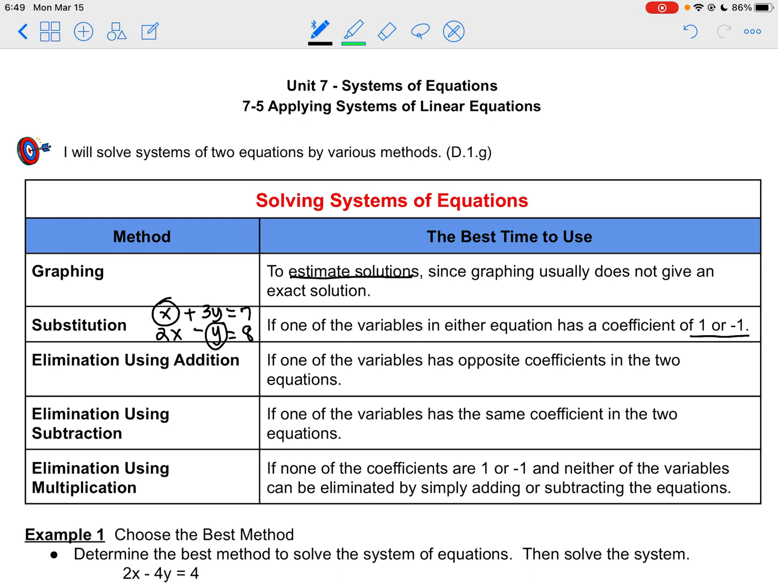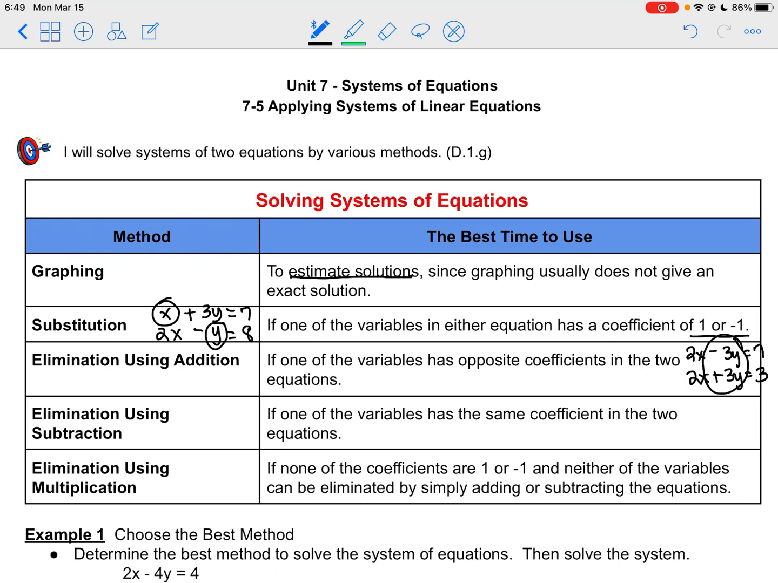The next one is elimination using addition, if one of the variables has opposite coefficients in the two equations. So that would be a system like 2x minus 3y equals 7, and 2x plus 3y equals 3. In this system, the y values have opposite signs, so you could use addition to solve that system.